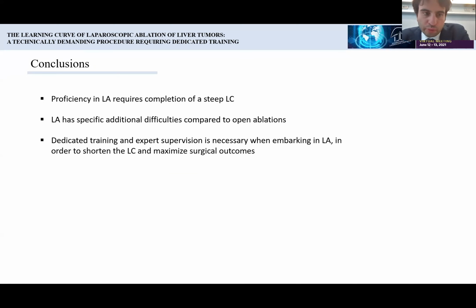In conclusion, proficiency for laparoscopic ablation requires completion of a steep learning curve. Laparoscopic ablation has specific additional difficulties compared to open ablation. Dedicated training and expert supervision are necessary when embarking on laparoscopic ablation in order to shorten the learning curve and maximize surgical outcome. Thank you for your attention.